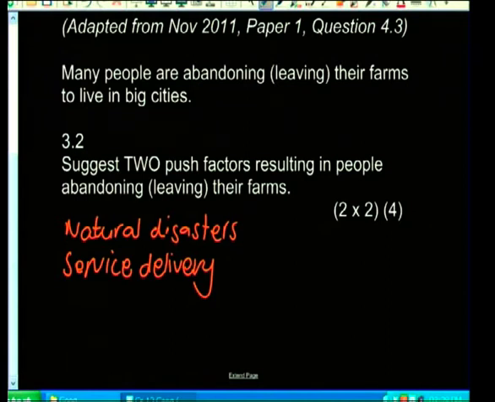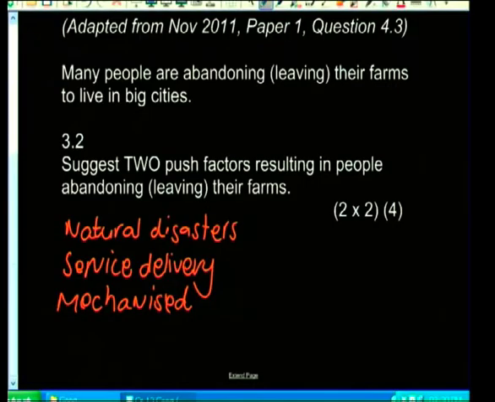Something very important is when our farms become mechanized. Mechanized implies the use of machinery on our farming areas, and therefore if we get a machine to do the job of 4 people, it really doesn't mean those people need to be employed anymore. Once again, they're going to lose their job. Also, farm consolidation. Farm consolidation speaks about the fact that little farms are joined together into one big farm, and therefore these people probably once again will end up losing their jobs.